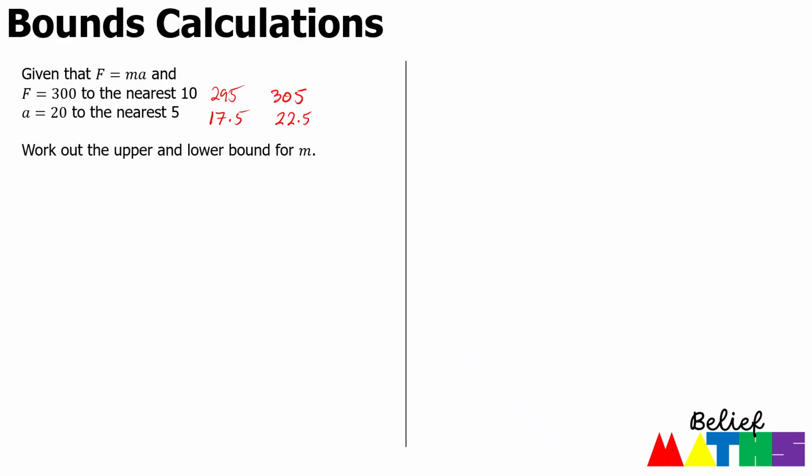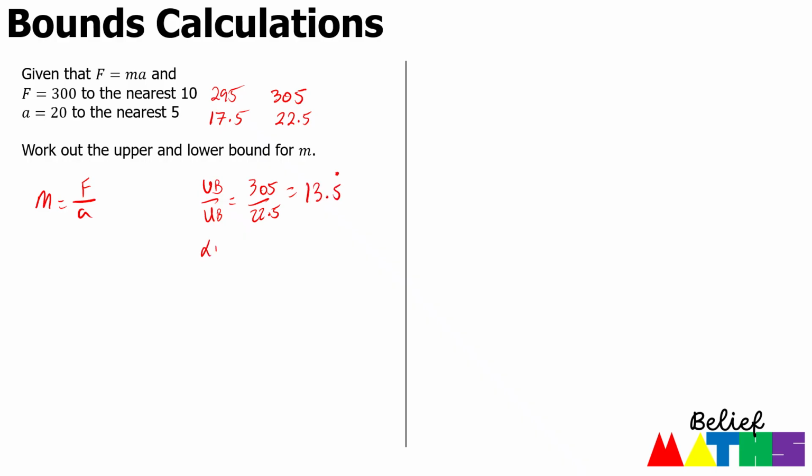The next thing is, because we're trying to find m, we need to rearrange this formula. If we're to get m on its own, we're going to divide by a. So m is equal to f divided by a. Now you've got 4 combinations that you can do to work out m and figure out the lower and upper bounds. So if we look at all of those, you've got upper bound over upper bound, which would be 305 over 22.5. That gives us an answer of 13.5 recurring.